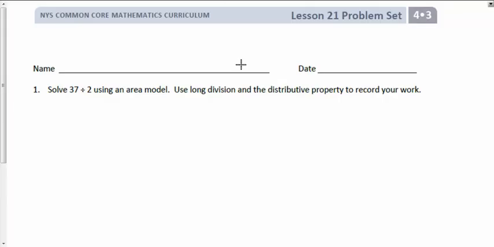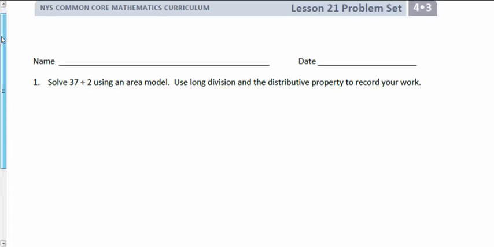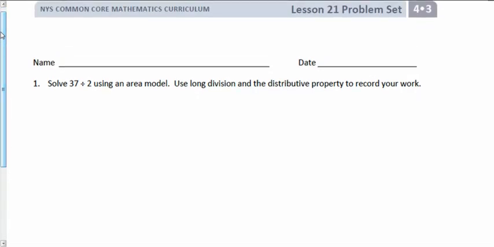Go ahead and put your name on there. And we're going to work through some of these together. I know that it may still be a little bit confusing to you right now, but don't fret. I promise you that it will get better as we go along. All right, so we're going to solve 37 divided by 2 using an area model, use long division and the distributive property to record your work.